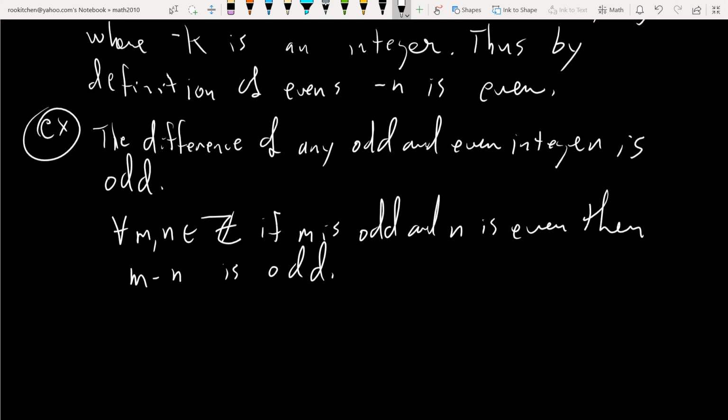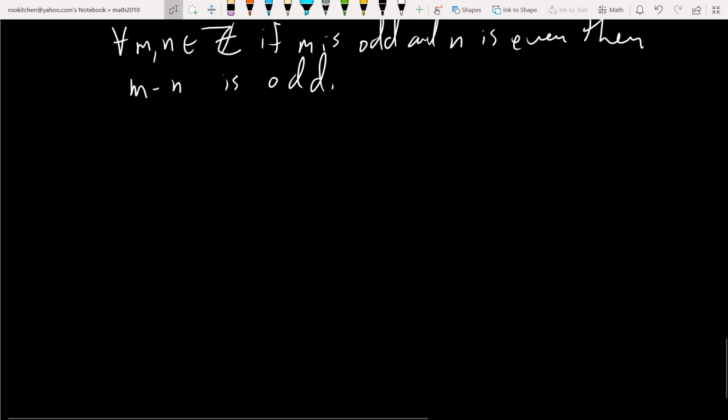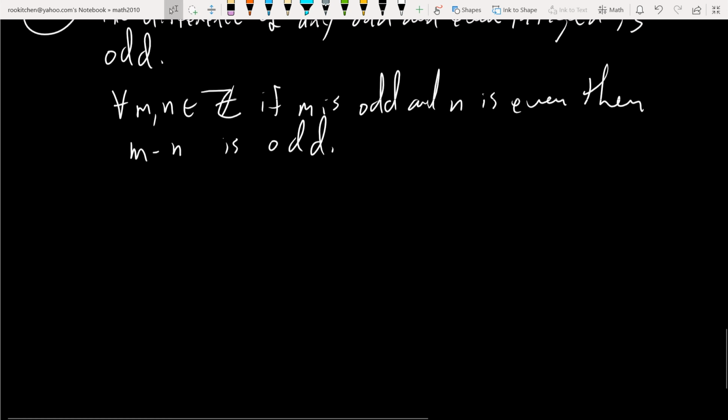Okay, so the sketch of the proof: we'll instantiate m as an odd integer, so we'll let it equal 2k plus 1. Instantiate n as an even integer, let it equal 2k. And then we'll show that m minus n is odd via substitutions and some algebra. And then show it fulfills the definition of oddness by showing that it's 2 times some integer plus 1, and therefore it follows. Okay, so let's get at it, do our suppositions.